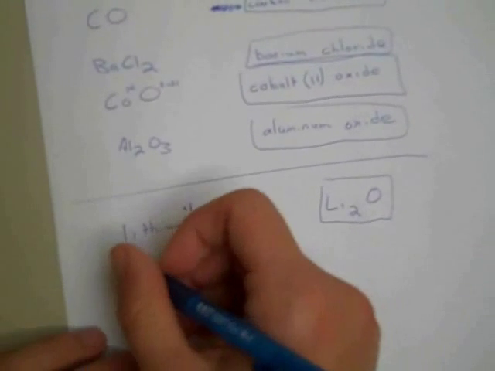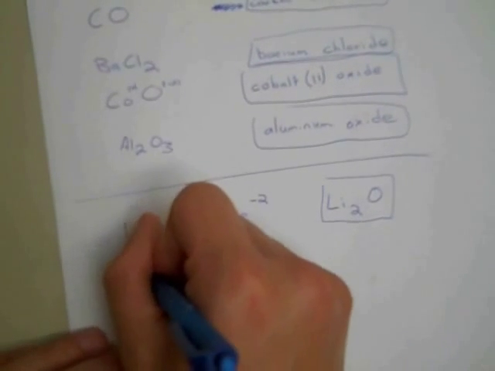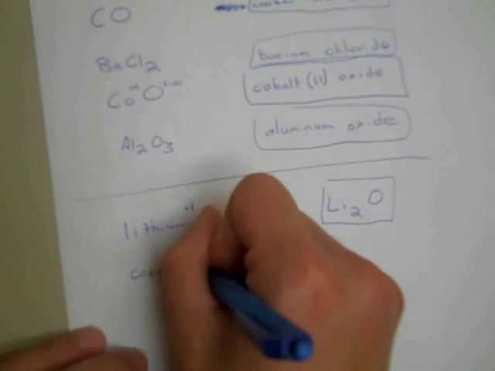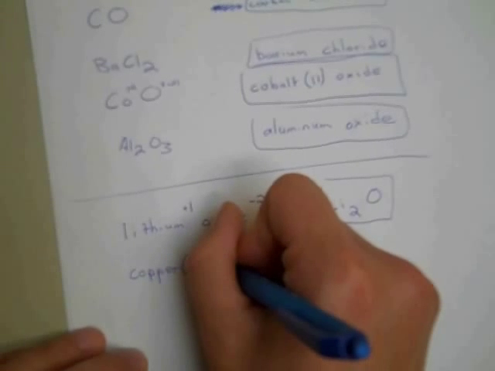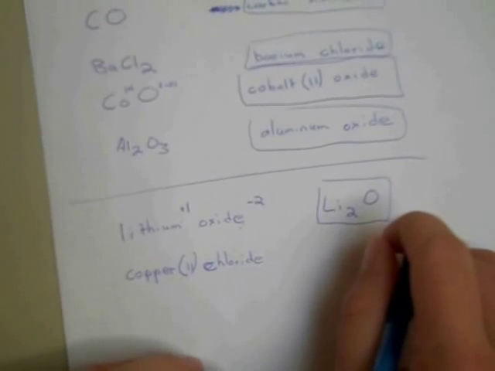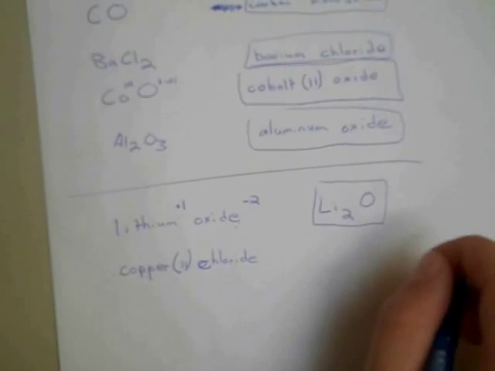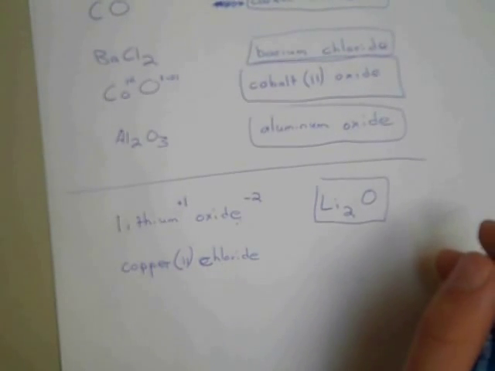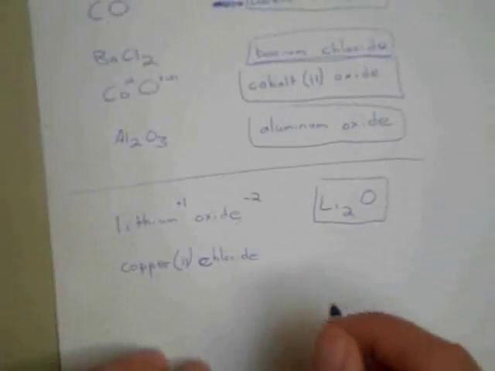Alright, let's try another one. We have copper 2 chloride. Very nice handwriting. Alright, and what we're going to do here is you look on your periodic table, you'll find that copper has 2 states. It can either have a charge of 1 or a charge of 2.